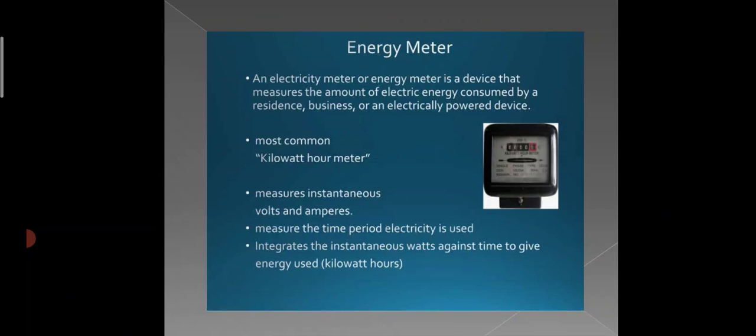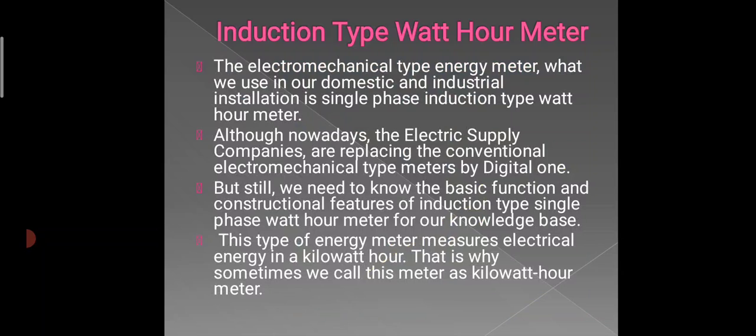The energy meter is mostly used to measure the voltage and current values. What is the unit of voltage? The unit of voltage is volt and the unit of current is ampere. It measures the time period the electricity is used. What is power? Power is equal to voltage into current, V into I. Energy means what? Power into time. So the voltage and current value with respect to time, that is called the energy. So the unit of energy is kilowatt hours.